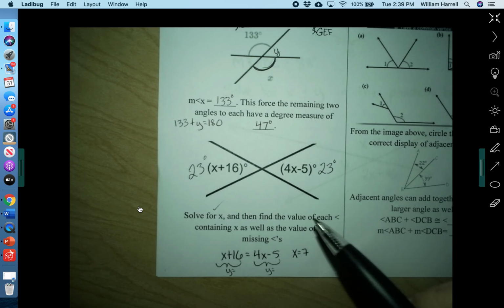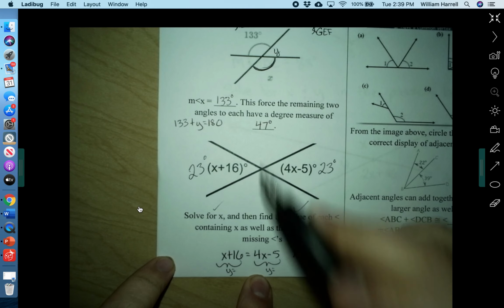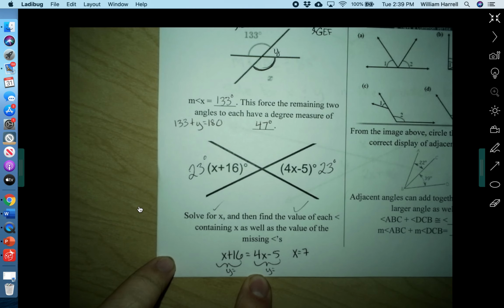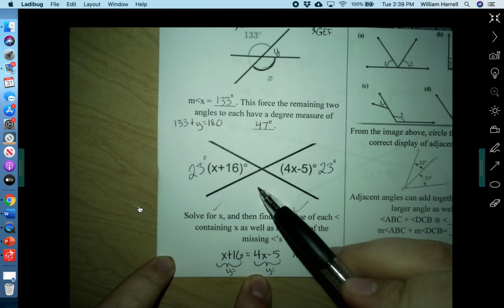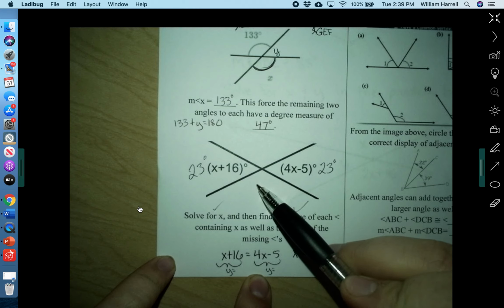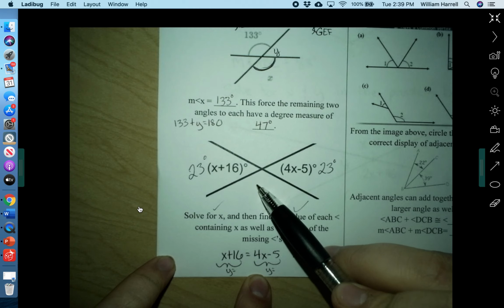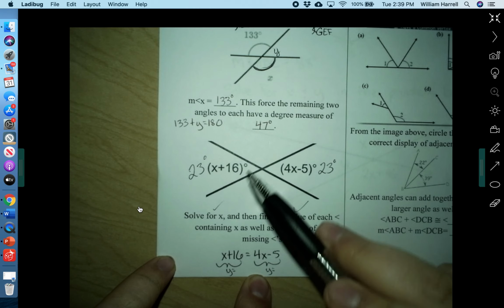Now, it also, these two missing angles here. Again, what do I know about these angles? They're both the same, and they're also complementary or supplementary to 23. They're going to be supplementary.